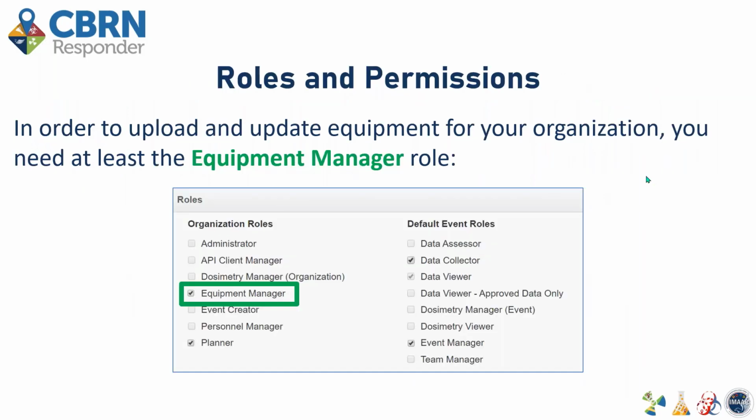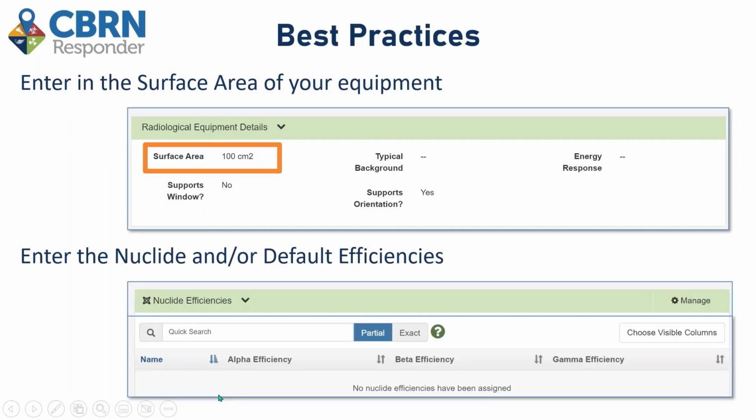So in order, again, to do any of this and bring it back full circle, you do need to have at least the equipment manager role at the organization level to complete any of the tasks that we'll be going over today. So specific to the equipment manager, we recommend that you enter in your surface areas and/or the default or new glide efficiencies.